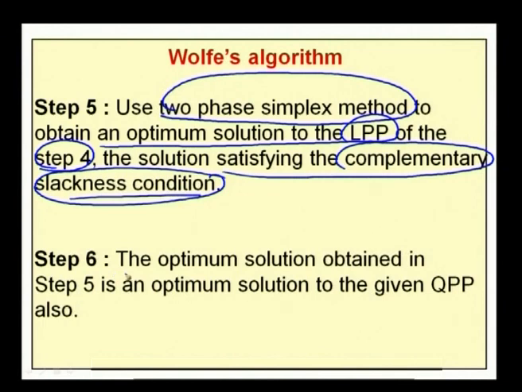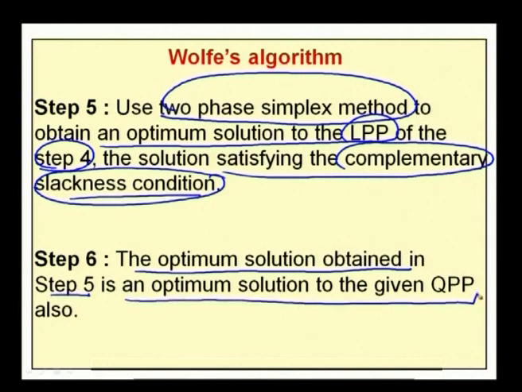And the final step of Wolfe's algorithm is that the optimum solution obtained in step 5 is an optimum solution to the given quadratic programming problem. So, by making use of the two-phase simplex method, we obtain the optimum solution to the given LPP, which satisfies the complementary slackness condition. That solution is the optimum solution to the given quadratic programming problem.